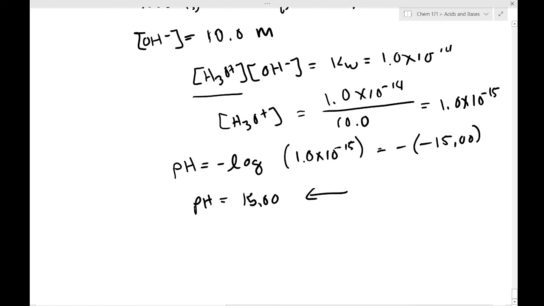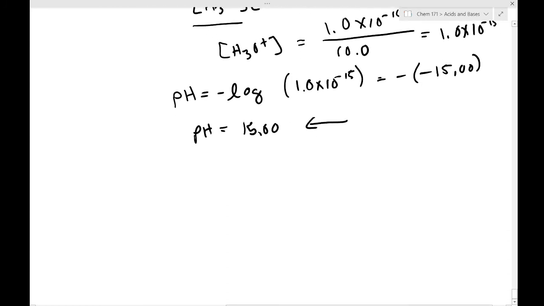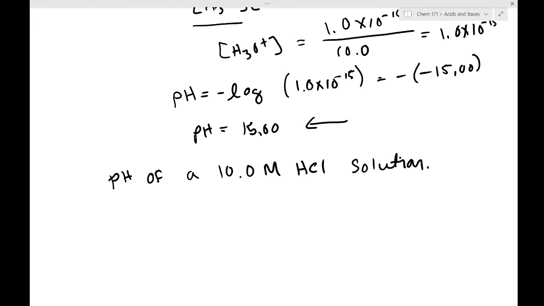Okay, let's do another one. Another example. Let's calculate the pH of a 10.0 molar HCl solution. Now, I want you guys to pause the video here and go through and actually solve this on your own. Okay, it's pretty straightforward. Solve it on your own and then come back to the solution. Ready, go. Okay, you guys are back.